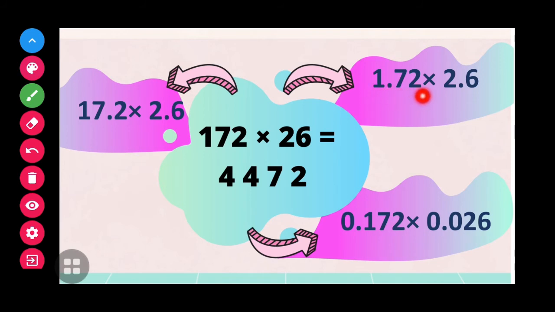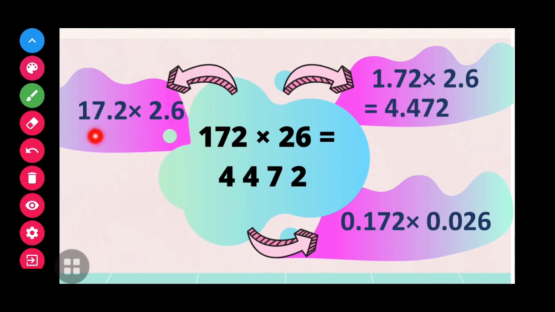The first one we will do is 1.72 times 2.6. When you write this number without considering the decimals, you can write it as 172 times 26, for which we already know the answer. Now it's just our time to calculate the decimal values and place the decimal in this answer. It has 1, 2, 3 decimals, so we have to place 3 decimal places forward, and it will become 4.472.